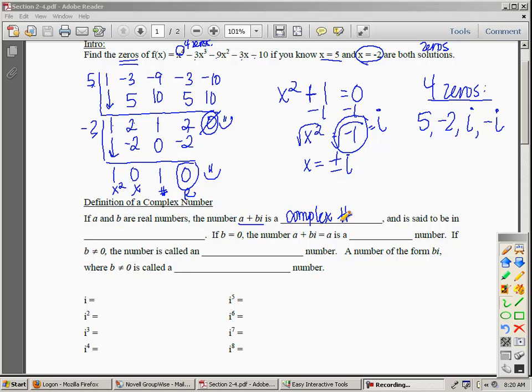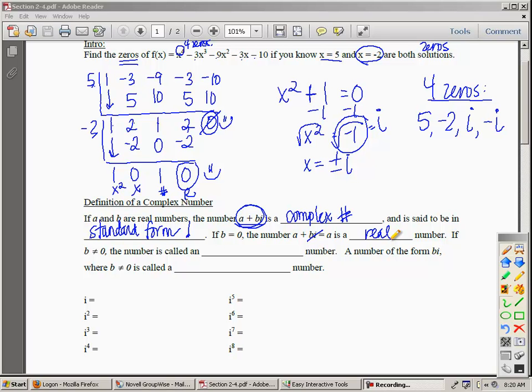And I'm going to shorthand this a second. It is said to be in standard form, and standard form is huge. Okay, so important. It has to be a plus bi form, which is called standard form. Okay. If b is 0, then this bi is gone, and you just get a. a is called just the real number.